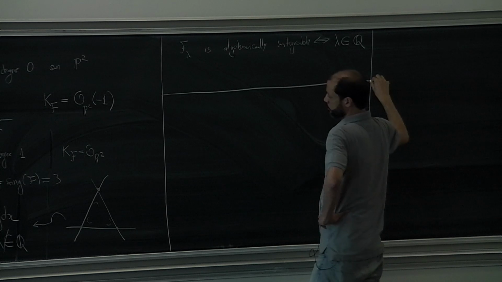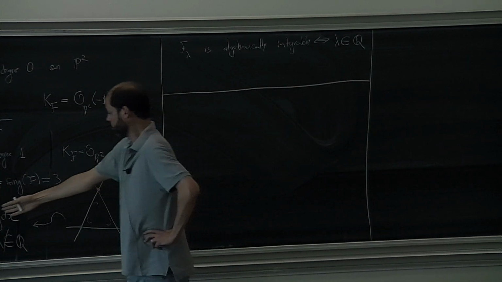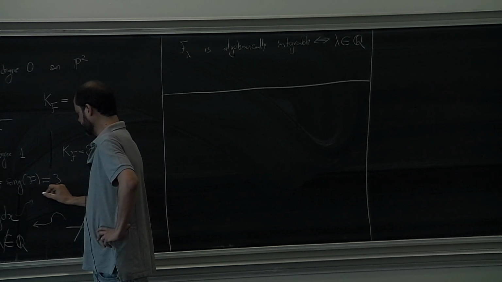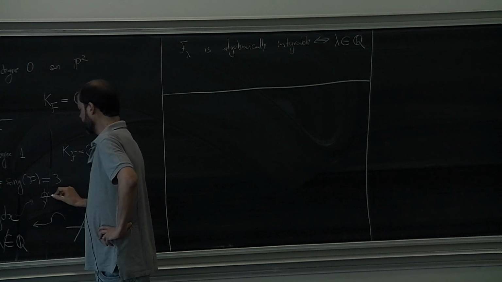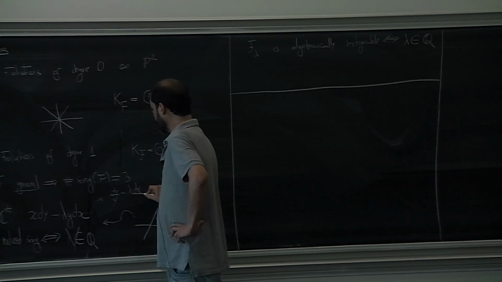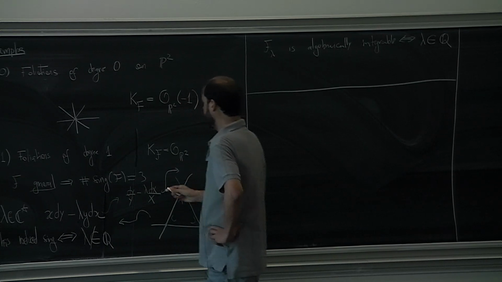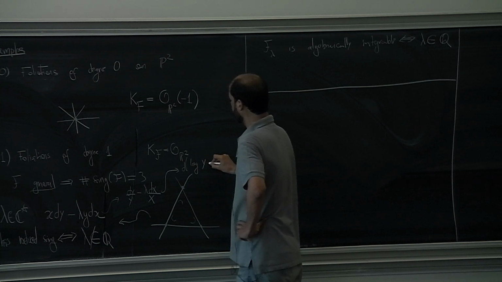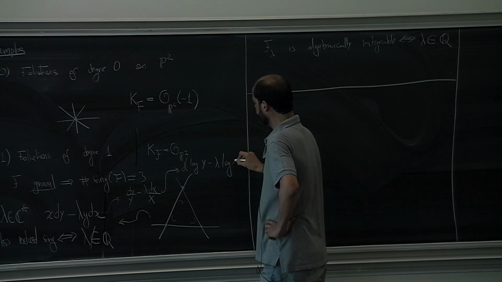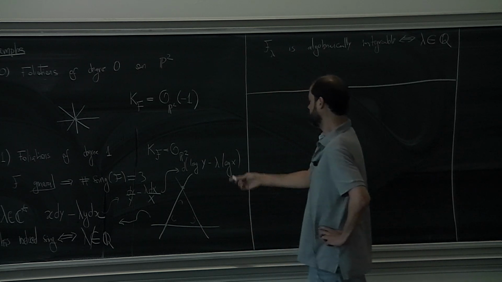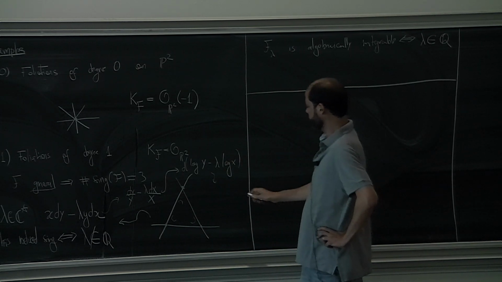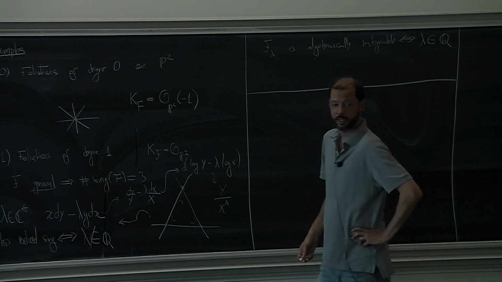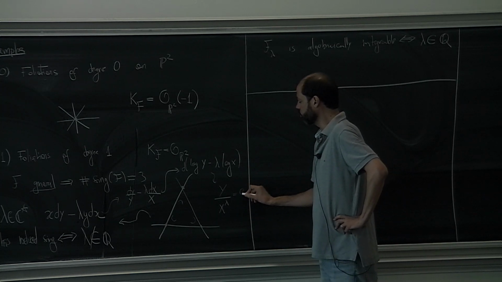What are the leaves in that case? The leaves are the solutions of this differential equation. You can write this in another form, as dy over y minus lambda dx over x. And this is the differential of log y minus lambda log x. And so you see that you have a multivalued first integral of the form y x^(-lambda). And then the leaves will be y x^(-lambda) equal to a constant.